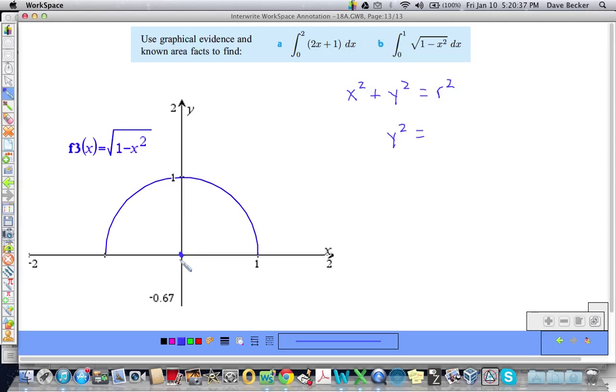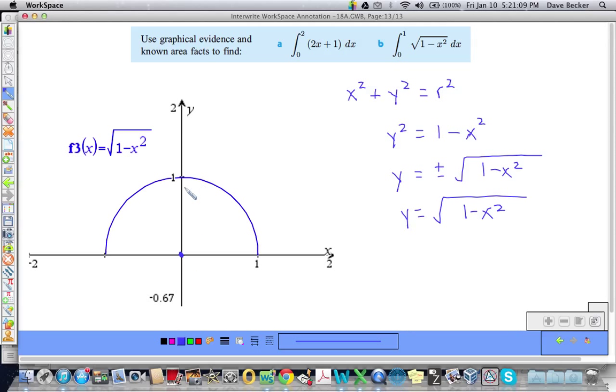Now r is the radius, and clearly the radius is 1, and 1 squared is 1. So that would be 1 minus x squared, subtracting x squared from both sides, and y would equal plus or minus the square root of 1 minus x squared. But this particular graph is only showing the top part. y equals the positive side, the square root of 1 minus x squared. So clearly I have a circle here centered at the origin.